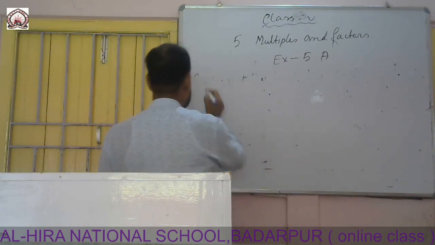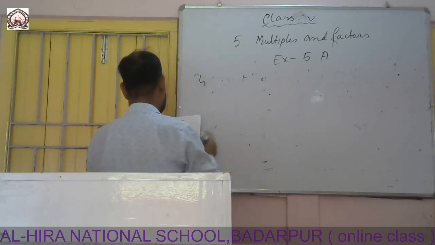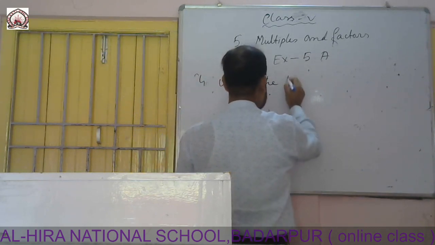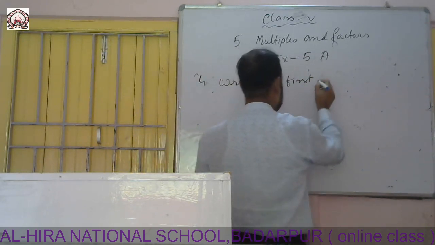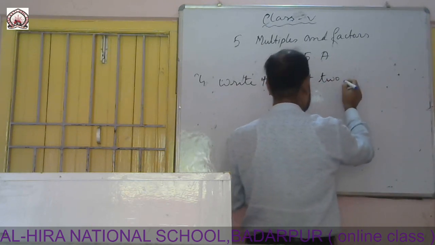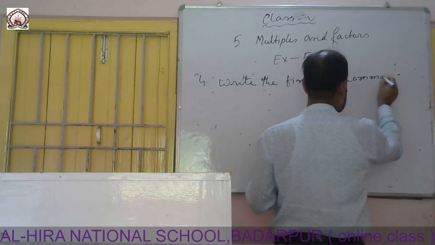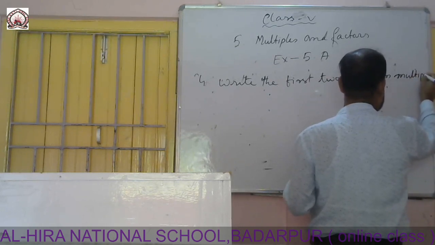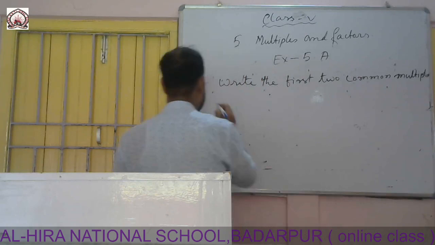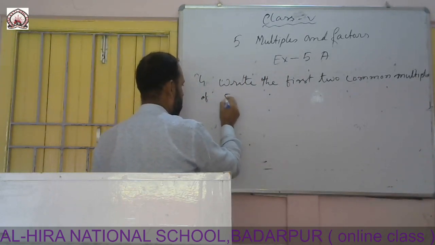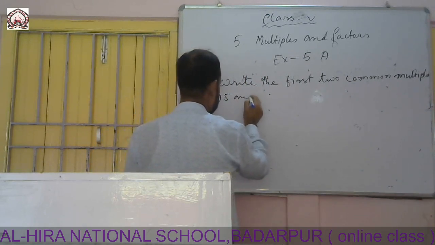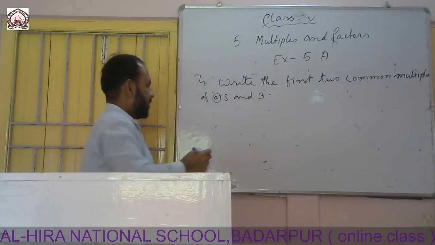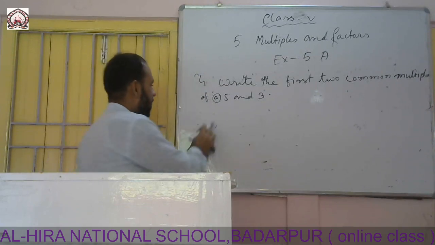Next, question number 4. Write the first two common multiples of 5 and 3. So now we write the multiples of 5. 5 ones are 5, 10, 15, 20, 25, 30, 35, 40, 45.